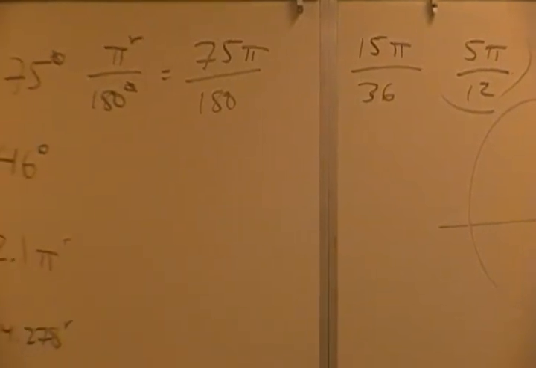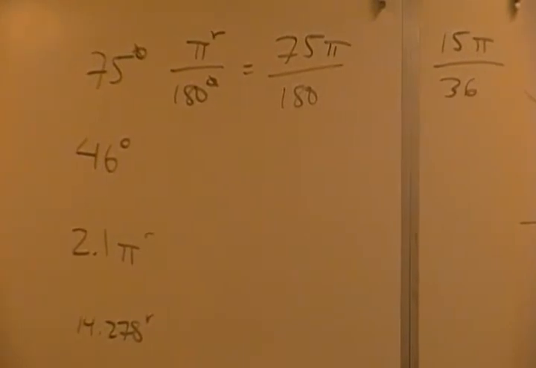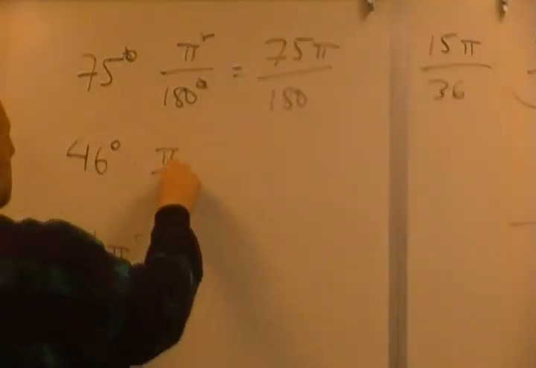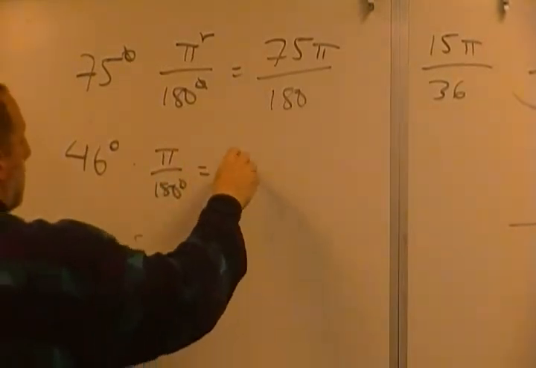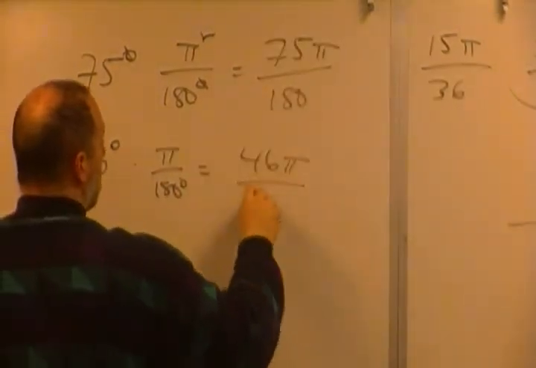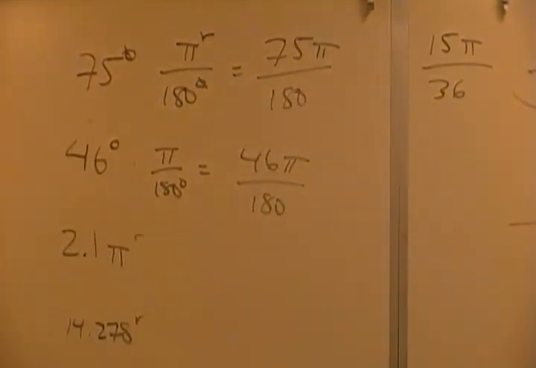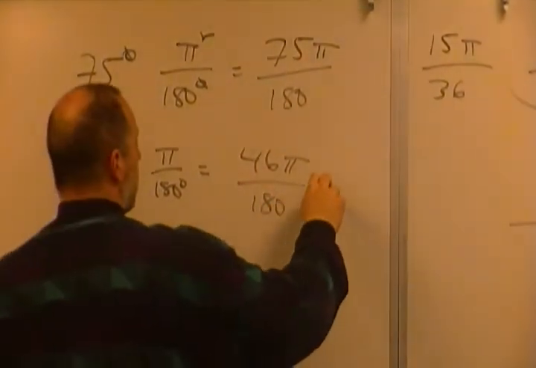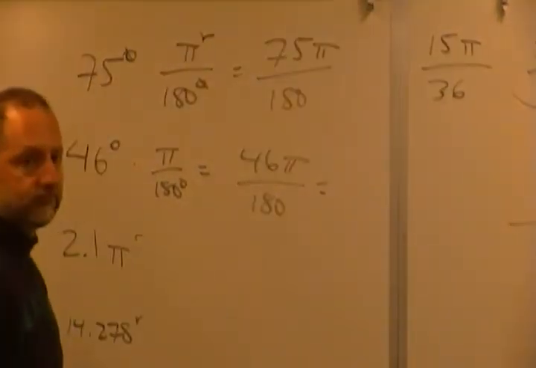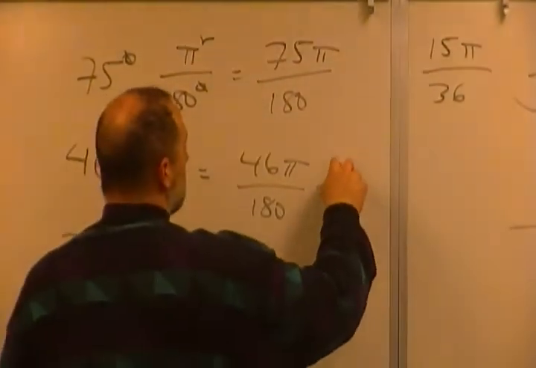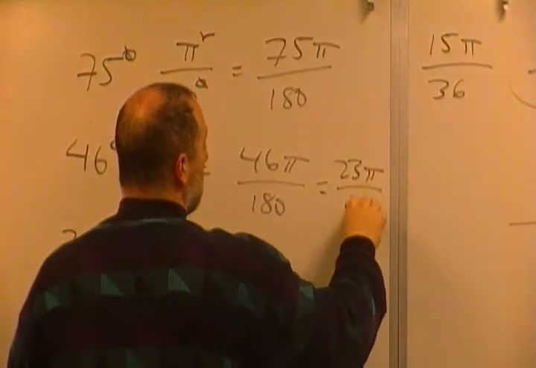46 degrees? 46 degrees times pi over 180 again. That would be 46 pi over 180. Factor out what? You can factor out at least 2. That's all we get to factor out, because 23 is prime. So this will be 23 pi over 90.